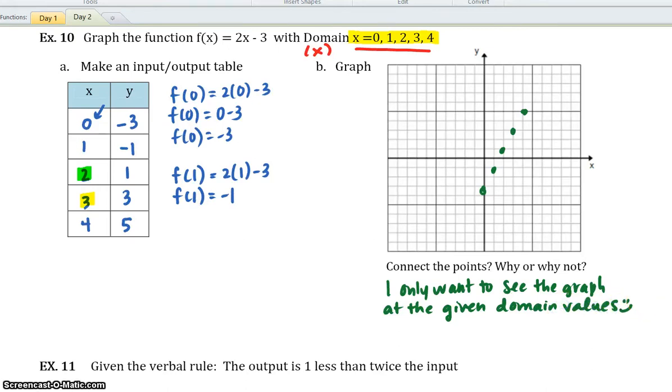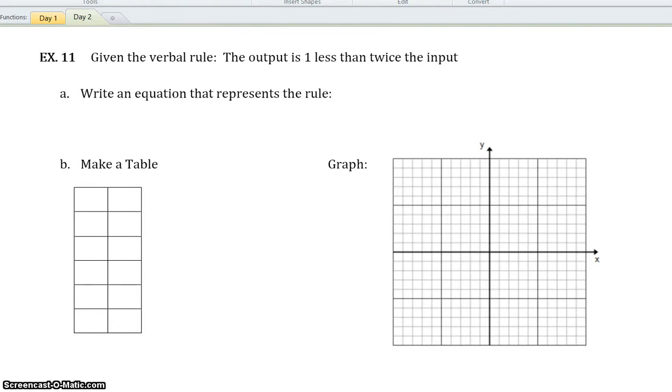Alright, I'm going to get you started on this last one and then I want you to graph it on your own. This says given the verbal rule, the output is 1 less than the input. Alright, my output is y, or sometimes we are now using this notation f of x. I'll start with y. So the output, y, is, in math means equal, 1 less than twice the input. As a reminder, the input is x. So 1 less than twice the input would be twice x, and 1 less, so take away 1. So here we've written the equation that represents the rule.